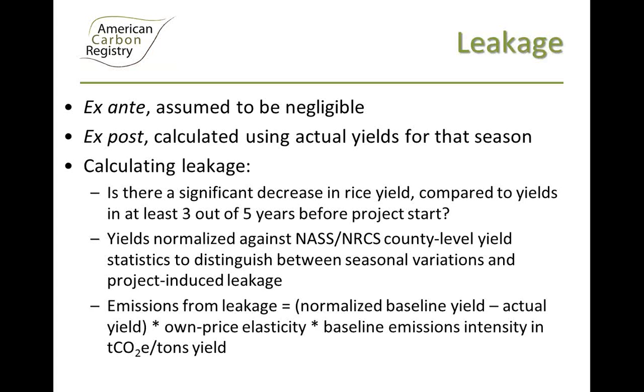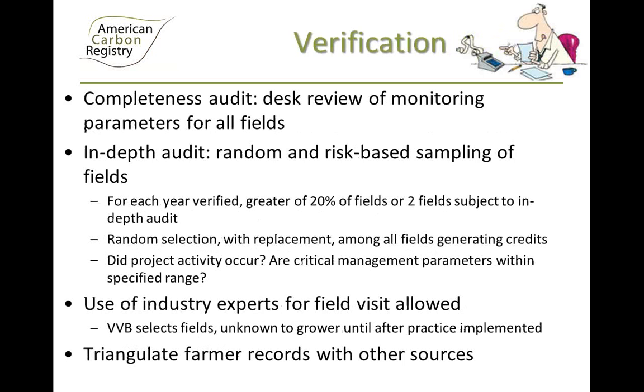And then because yields can be affected, of course, by weather and other seasonal variations that are unrelated to the project activity, we use a normalization procedure normalizing against county-level yield data to distinguish between seasonal variations and decreases in yield that are actually induced by the project activity. If there are those sorts of yield deductions, then there's an equation to calculate emissions from leakage based on the emissions intensity and own price elasticity, and that leads to a leakage deduction that has to be subtracted from the net emission reductions credited to the project.